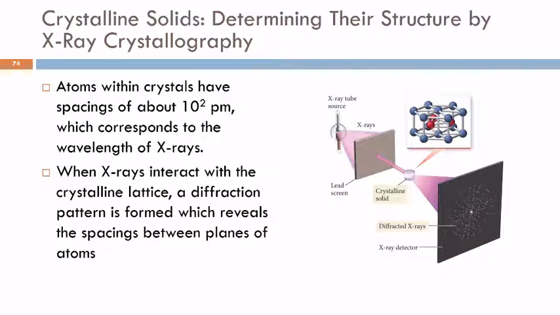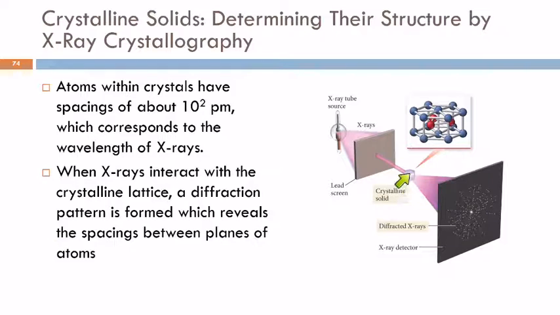But they can also cause interference patterns. So when we have the X-ray interact with a crystalline lattice, my stylus is dying here. I keep pushing on it too hard and it's flat now. When it interacts with that crystalline lattice, we can get a diffraction pattern, and that diffraction pattern is related to the spacings between the planes of the atoms.